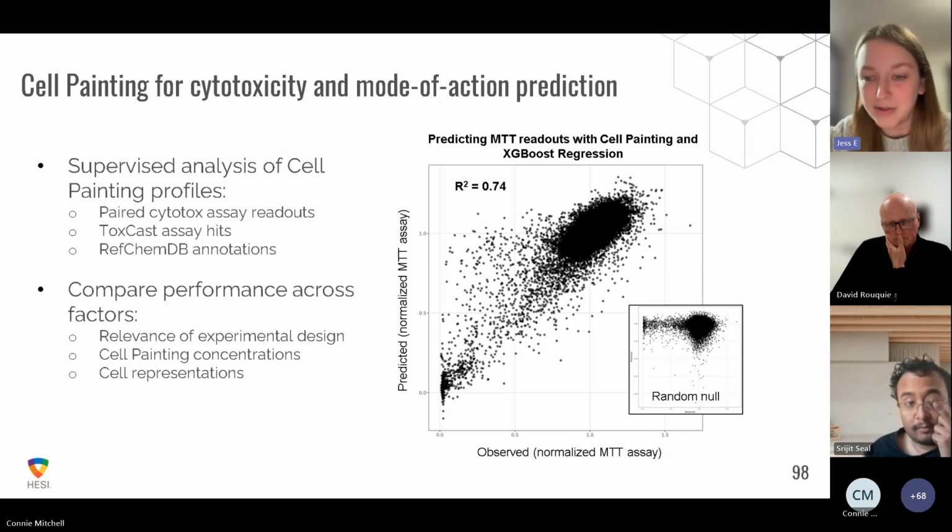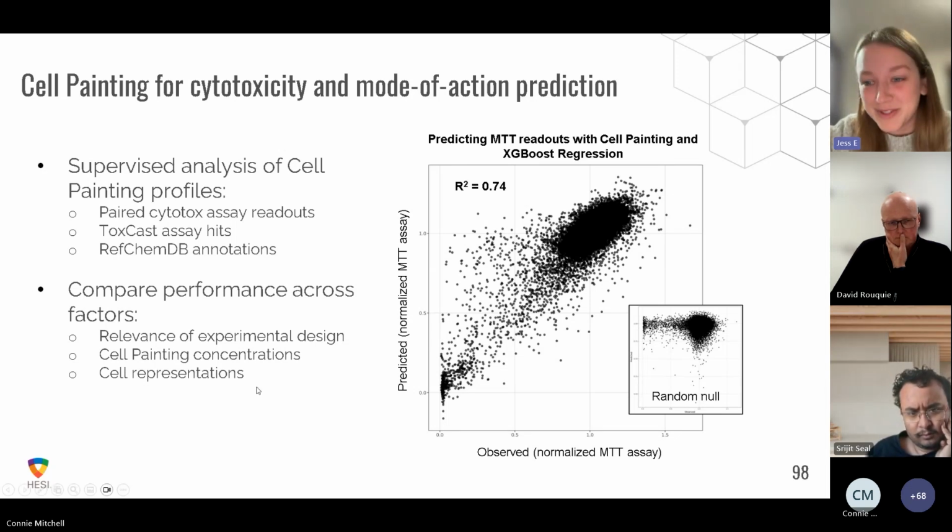And just for some background here, we can also just compare MTT to just the overall cell count. And there we only get an R squared of 0.16. So we see that there's really quite a lot of information in these images that's allowing us to predict this much more subtle phenotype than just outright cell death.